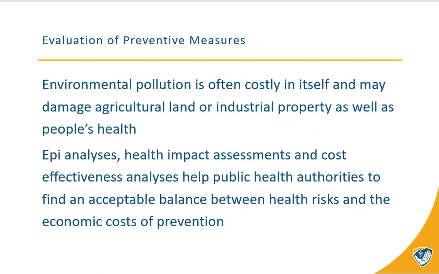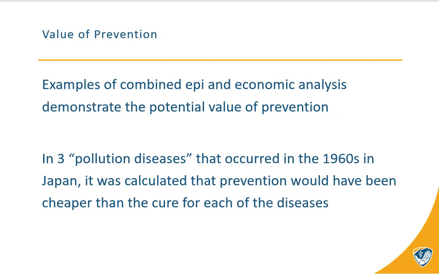Environmental pollution, again, is often costly in itself and may damage agricultural land or industrial property. And again, just to reiterate, there's this balance. Epidemiologists find that there's a health impact. There's going to be a cost analysis that's done. Public health authorities working with local political leaders will then be trying to make a determination as to what's acceptable. And it's not always what's acceptable to everybody.